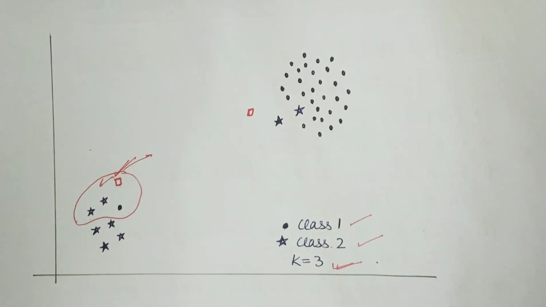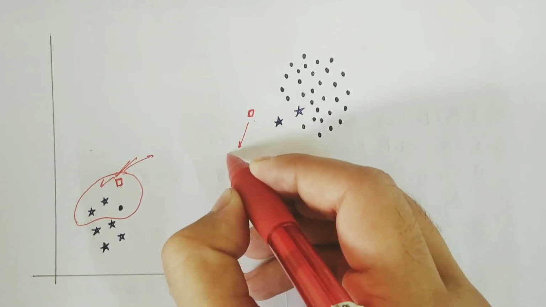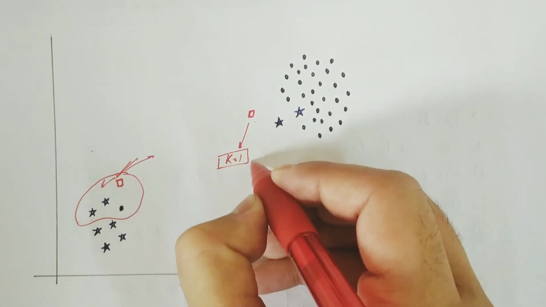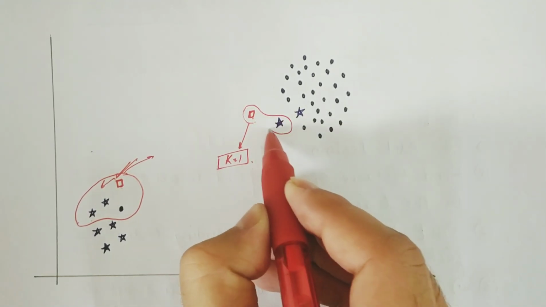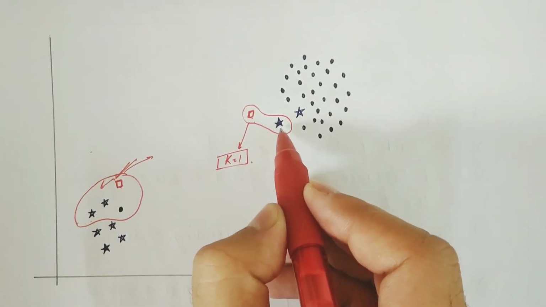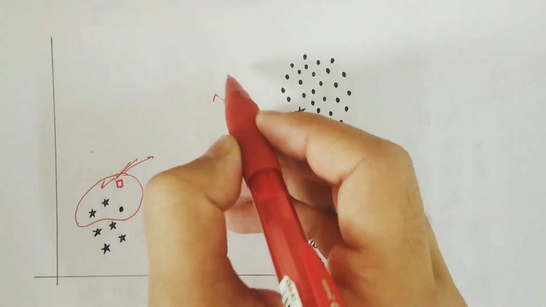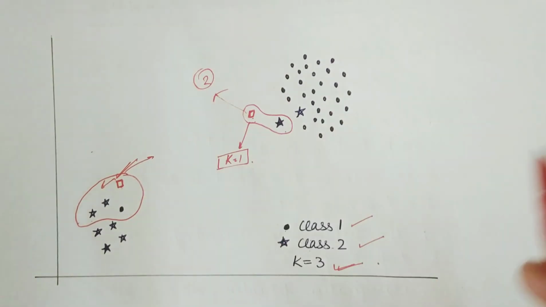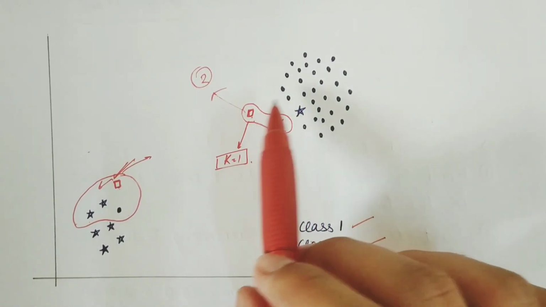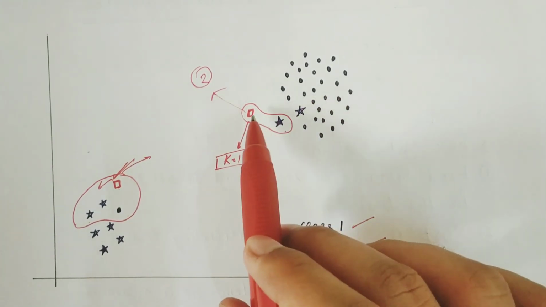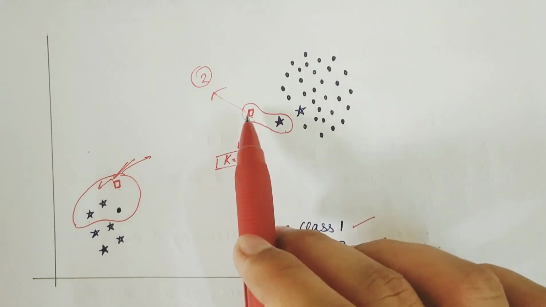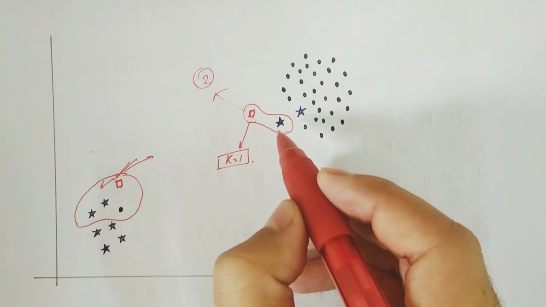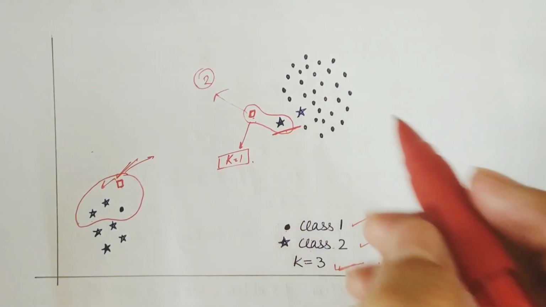For example, this is the point that we have to classify and we take k equals 1. What will happen? This will say that this point is close to this point and hence this will be classified as class 2. But if we are looking at this picture, we should have classified this as class 1 and not class 2. This is because of the outliers present in the data.